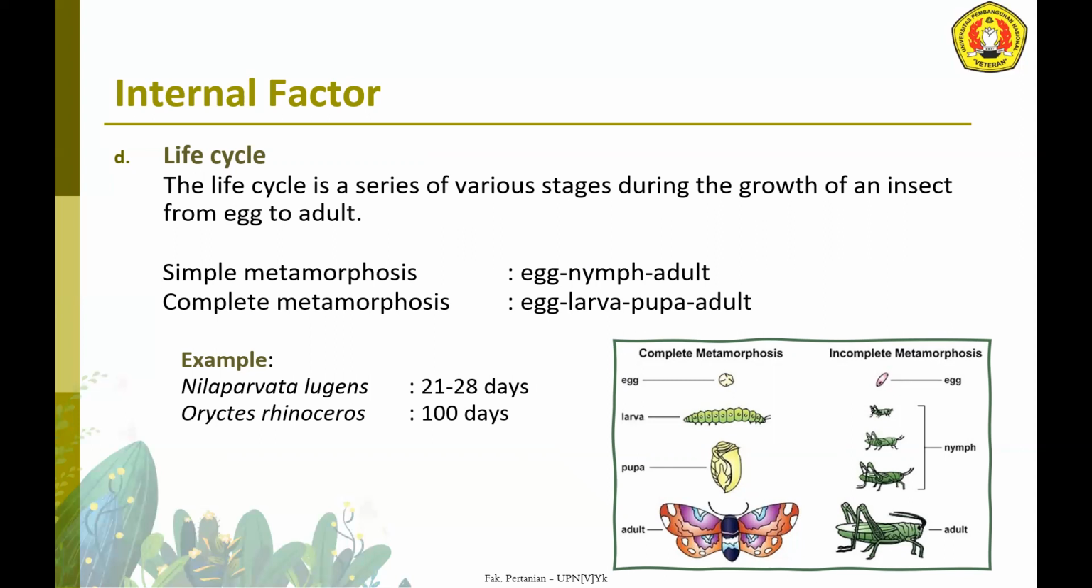But for complete metamorphosis, from egg then become a larva, pupa, and then adult. Ya, gitu. Jadi tidak ada fase nympha, melainkan ada fase larva dan kemudian pupa. Nah, for example, Nilaparvata lugens needs 21 until 28 days to complete their metamorphosis or the life cycle. And Oryctes rhinoceros, 100 days.